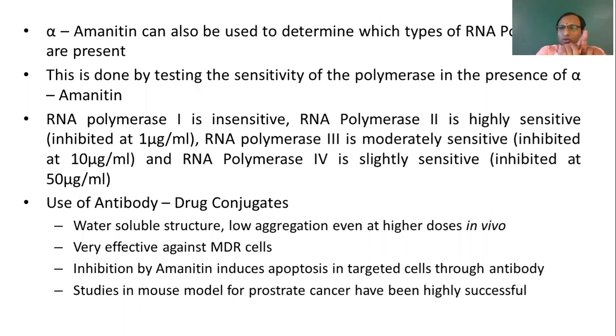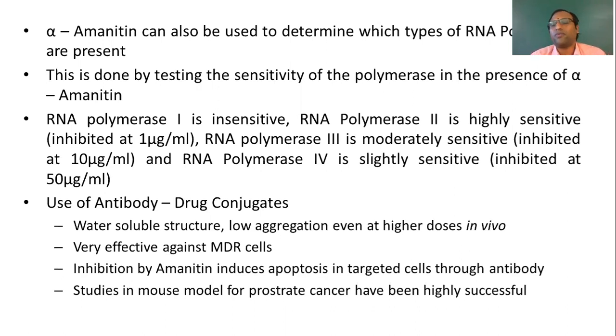So with 1 microgram, one position is getting affected per minute or per ml. But at 10 microgram, it is moderately sensitive. And in the same manner, the RNA polymerase 4 is slightly sensitive. Slightly sensitive means inhibited at 50 microgram, a little bit more. When compared to polymerase 2, it is a little bit low only, but the amount at which it takes place is like 50 microgram per ml. So it is not much. Slightly sensitive it is.